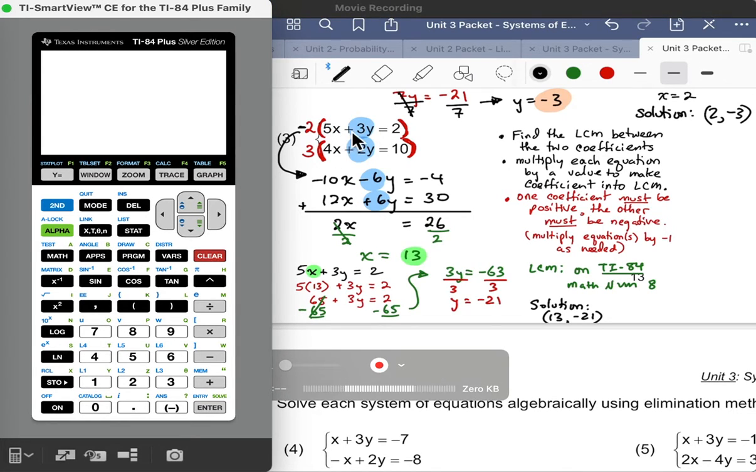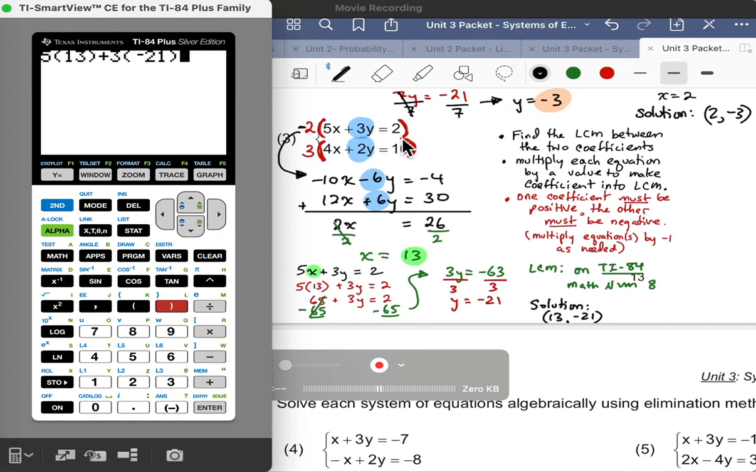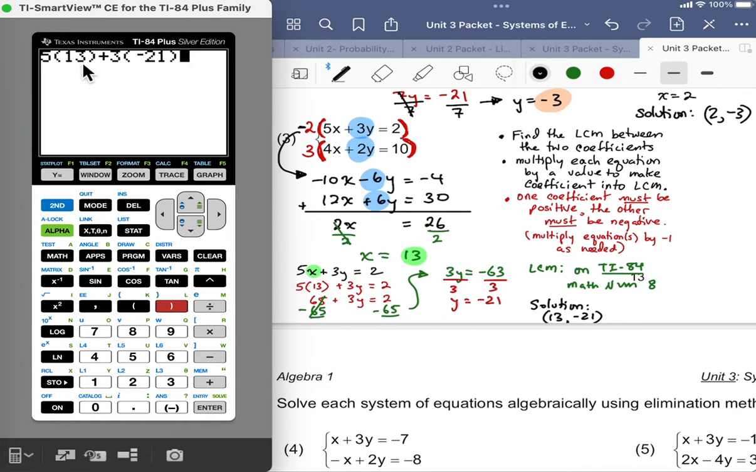You type in the left side of the equation here, 5x plus 3y, but put in your x and put in your y. So 5 parentheses 13 plus 3 parentheses negative 21. That should give you the result of 2. All right? It's an equality, so the right-hand side should be equal to the left-hand side if x and y are true values. So by hitting enter, you should get a result of 2.